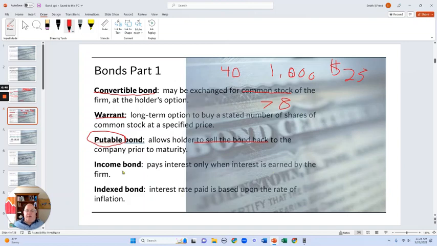So an income bond is probably not my favorite out there. It pays interest only when interest is earned by the firm.